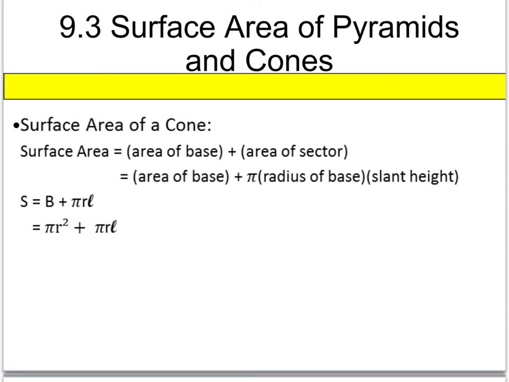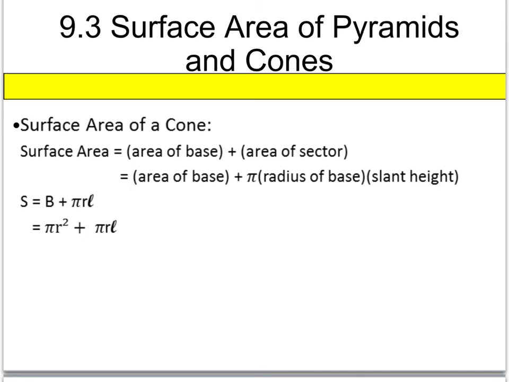Okay, the surface area of a cone. In order for us to find the surface area of a cone, if you look at it, it's the area of a base plus the area of a sector. What is the area of the sector? It's taking pi times the radius of the base times the slant height.